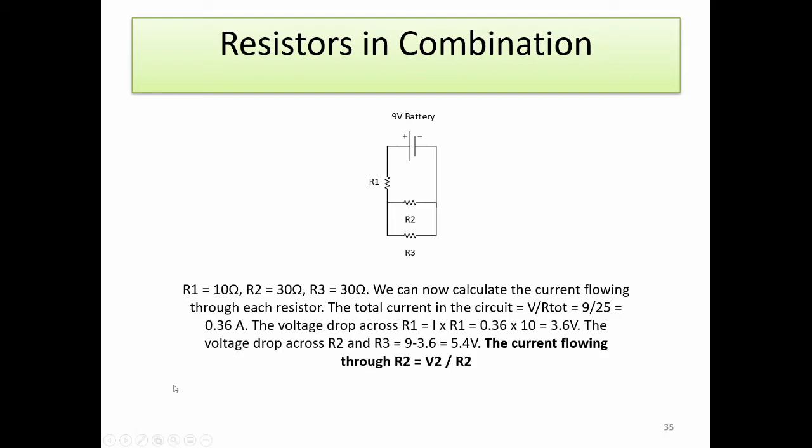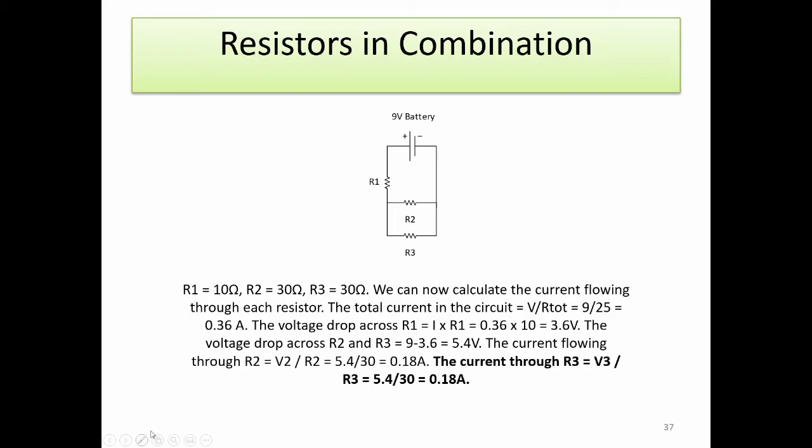So the current flowing through R2 equals V2 over R2, which is 5.4 divided by 30, equals 0.18 amps. The current flowing through R3 will be V3 over R3, which is 5.4 divided by 30, which equals 0.18 amps.